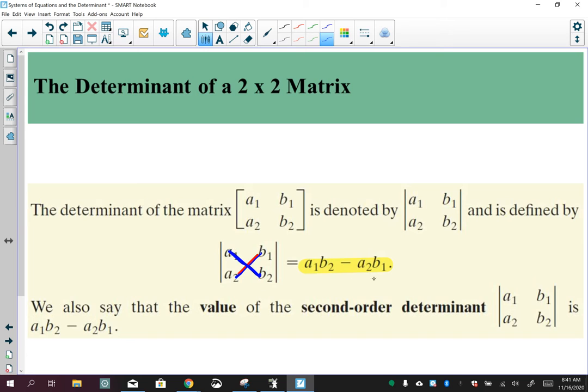And when you get this answer, that's going to be the value of this second order determinant. So that's what we're just looking for, this value. And what this does is later on, especially for those of you who are going to upper level math classes, this will actually help you solve equations a lot quicker. But for now, we're only just trying to find this determinant. We're not doing anything else but just trying to find the determinant.